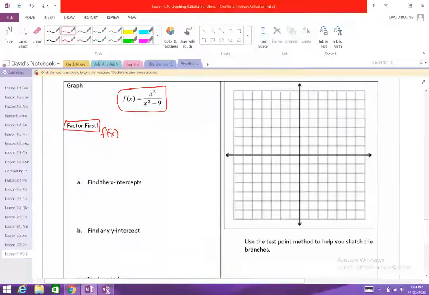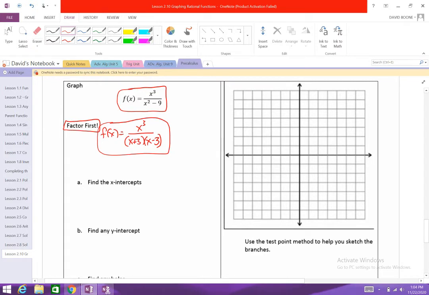So if I take f of x and I factor this, the top really doesn't change. It's just x to the third. This is a difference of perfect squares, so we know that that's x plus 3, x minus 3. Okay. So there's our factored form. It should help us with these pieces.